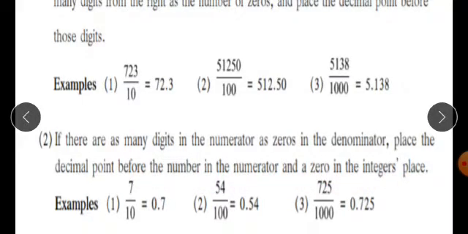This rule is very easy to understand, student. Now, first example, 7 upon 10. Here there is only one zero in the denominator and one digit in the numerator. What you have to do? You have to write 7, place a decimal point, and before that put 0. Therefore the reading of this decimal fraction 7 upon 10 is 0.7.